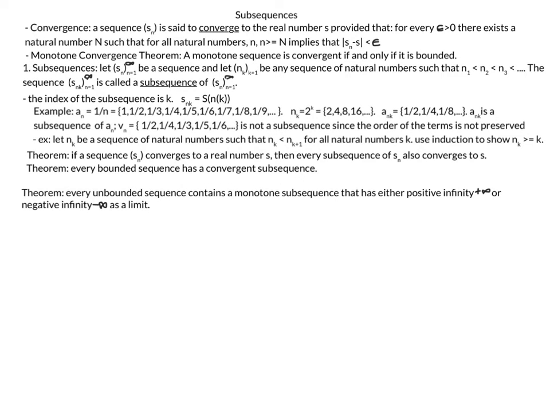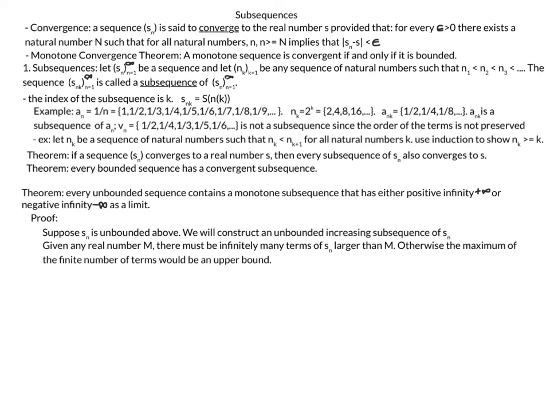Our next theorem is: every unbounded sequence contains a monotone subsequence that has either positive infinity or negative infinity as a limit. This theorem seems intuitive enough, and I might have skipped this proof, except it's fairly short. So we're going to do the proof. We will start by naming our unbounded sequence S_n. It's unbounded above, and we are going to construct an unbounded increasing subsequence of S_n.